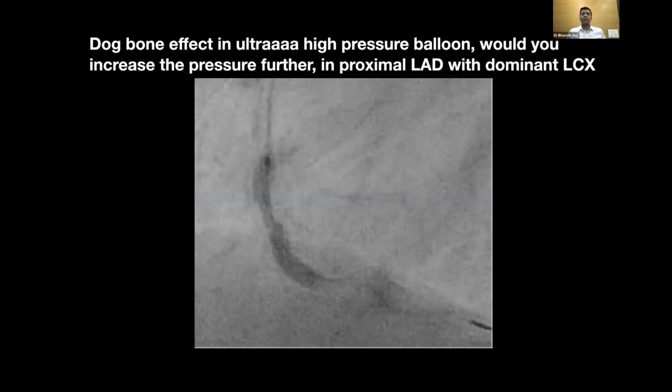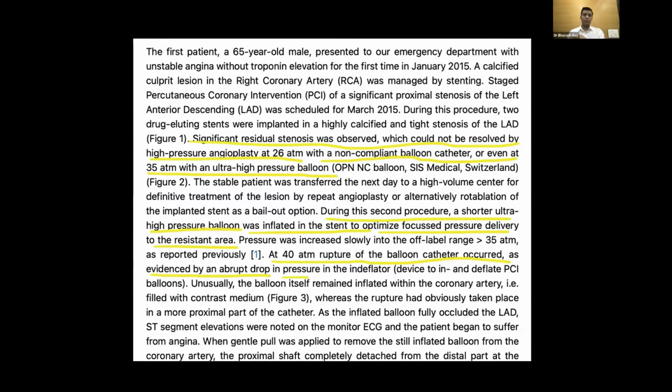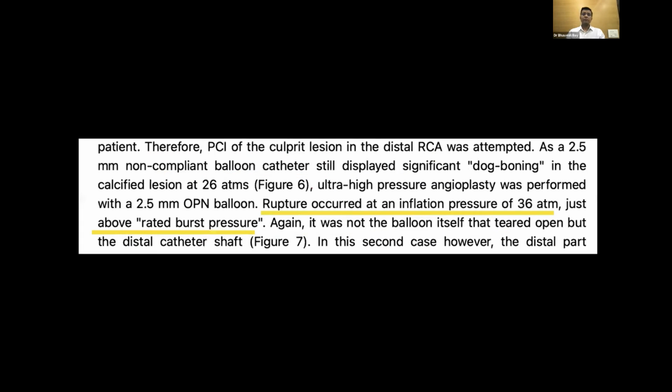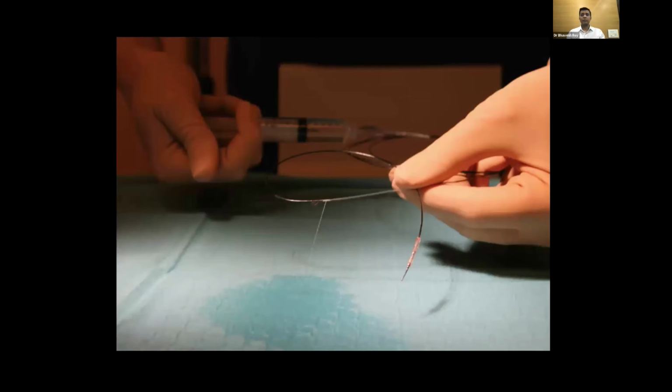This is the right coronary artery with the OPN NC balloon in the mid RCA, and we can see that it is still at 40 atmosphere also. It is not giving away the shaft. This is the OPN NC balloon data. Significant residual stenosis was observed, which could not be resolved even at 26 atmosphere and 35 atmosphere. And at 40 atmosphere, a ruptured balloon occurred. Rupture occurred at an inflation pressure of 36 atmosphere, just above the rated burst pressure. This was the site of the rupture of the balloon.